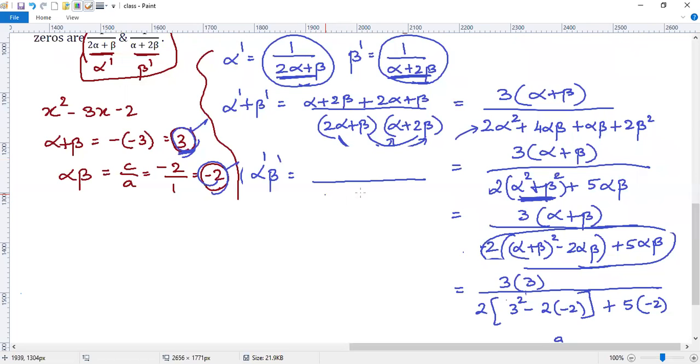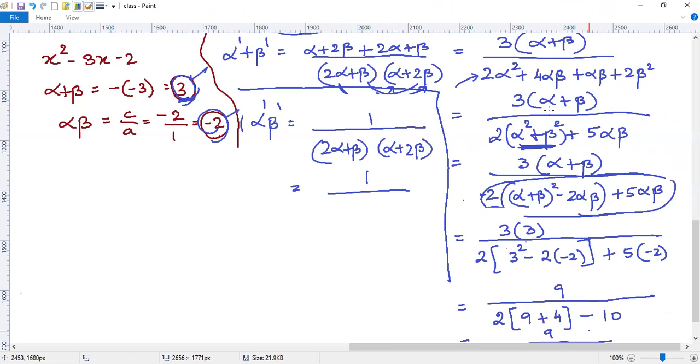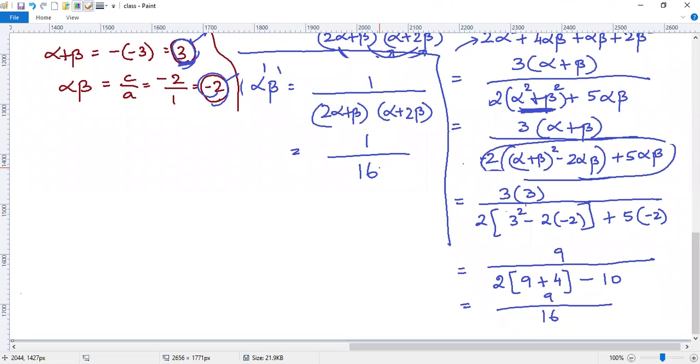What is it again? 2 alpha plus beta into alpha plus 2 beta. In the numerator, 1 into 1 is 1. Correct? So this part entirely we had done for alpha dash plus beta dash. For alpha dash into beta dash, the denominator is the same. What denominator did we get after simplification? You got the denominator to be 16. Correct? So the same 16 I can just straight away apply here itself.